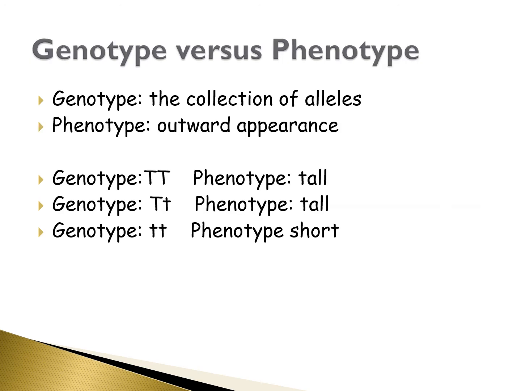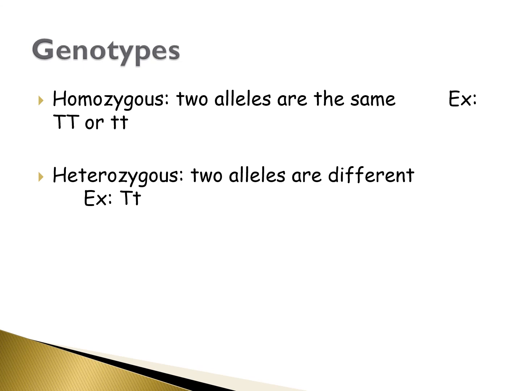So genotype is the collection of alleles. If somebody asks you for a genotype, they want to know letters, like big, little, little. If they ask you for the phenotype, that's the appearance. So what is it that you look like? Are you tall or are you short? And again, homozygous lets you know two alleles are the same. Not that they're the same letters, they're both big or they're both small. Heterozygous means you're going to have one big one and one small one.